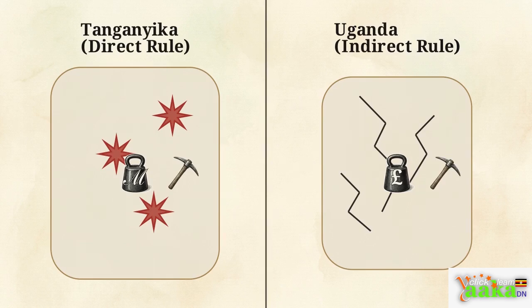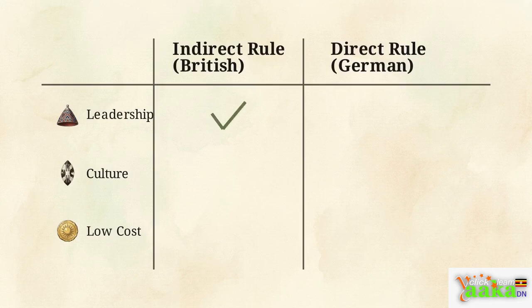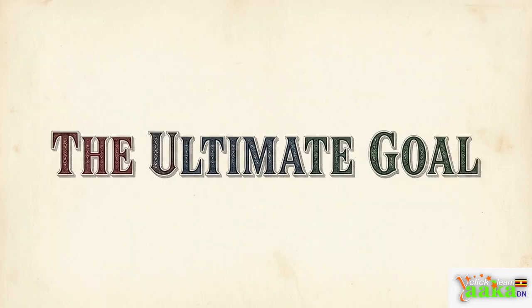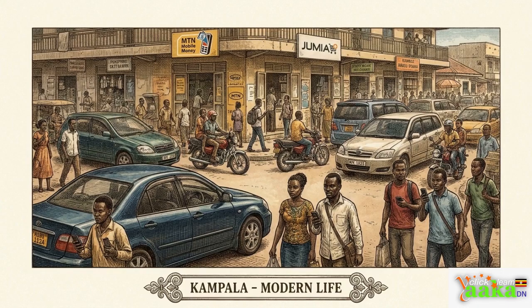Let's summarize the differences on this comparison matrix. Under indirect rule, the British used local leaders, preserved some local culture, and kept costs low. Under direct rule, the Germans used foreign Akidas, ignored local culture, and spent heavily on administration. Neither system was designed for the benefit of Africans. They were simply different logistical tools applied to solve the same problem, the maximum economic exploitation of African land and labor.